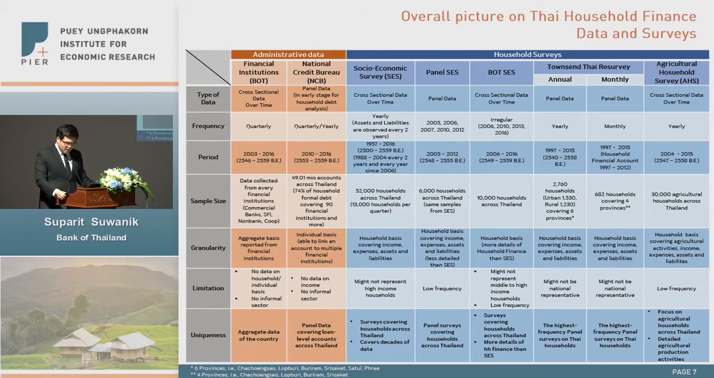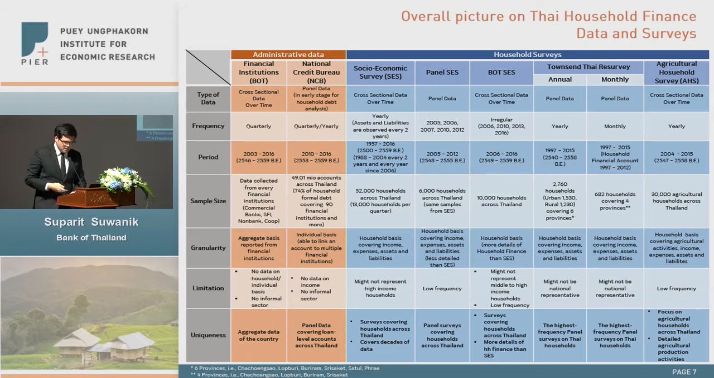Unlike them, the accompanying panel SES has its limitation as well, on the very low frequency, as they only have 2005, 6, 7, 10, and 12. So comparatively, the 1,000 Thai data, which has both annual and monthly resurveys, is the longest and highest frequency panel data that tracks the same household on detailed household finance over time. Though it might not be a good representative of the whole country, there is much value in it. And last but not least, the Agricultural Household Survey, or AHS, focuses on agricultural households across the country.